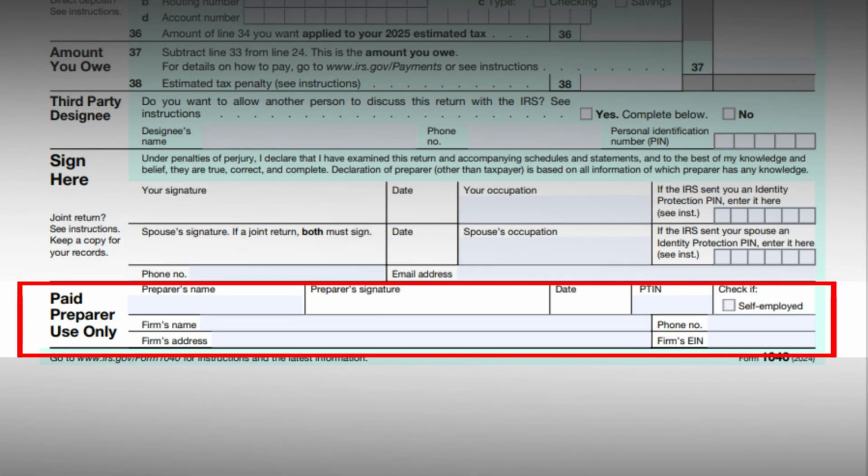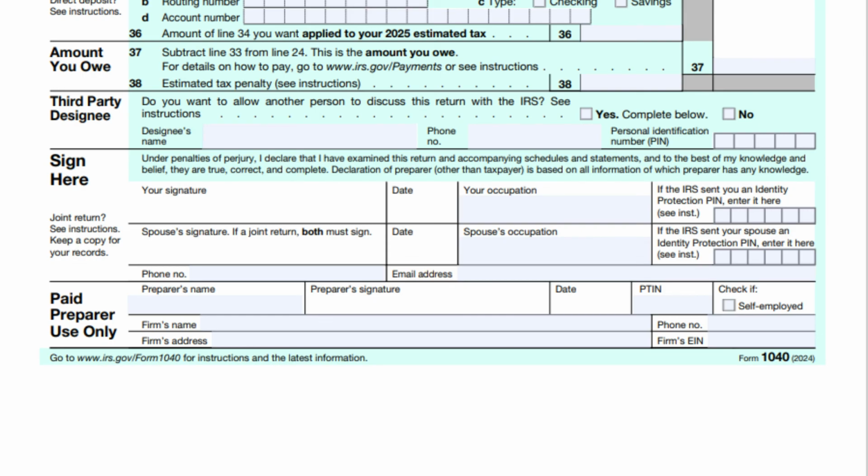If you worked with a tax professional to complete your return, they will handle filling out this section. If you're filing your return yourself, you can ignore it. Let me know if you have any questions or need clarification on this part.